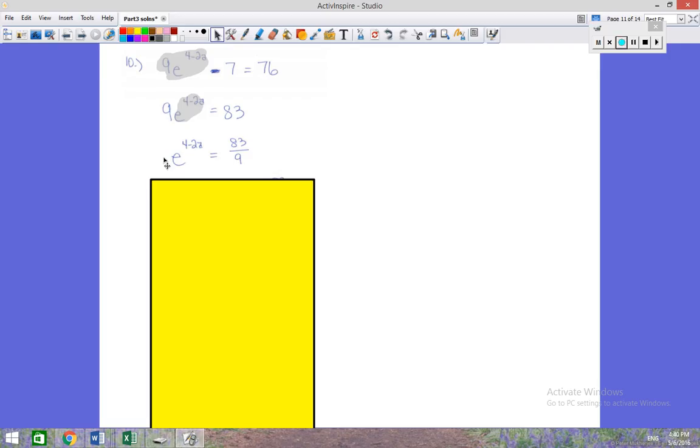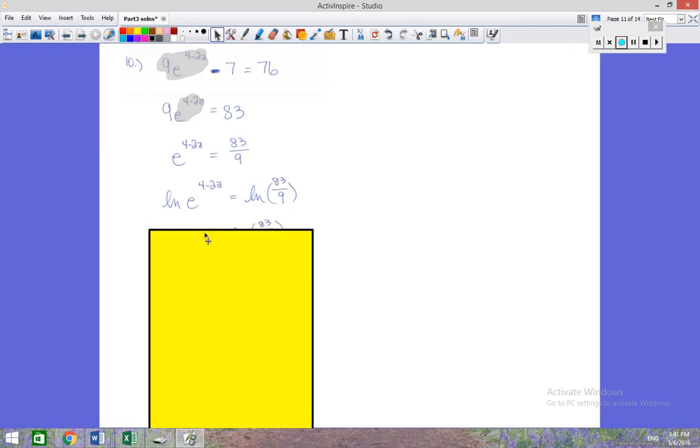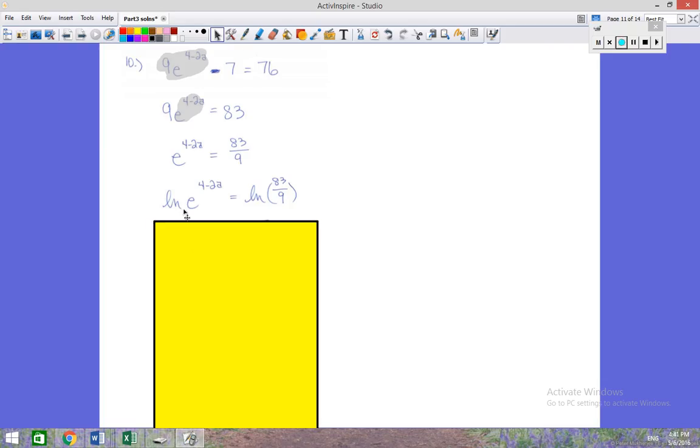We need to take the log of each side. Now, when I say take the log of each side, remember I have the choice of choosing whatever base I want. And it's going to be smart this time to choose a base of e to take the natural log of each side. Because when we do that, you have this base of e and this base of e equal to each other. So on the left-hand side, this just simplifies to this exponent 4 minus 2a.